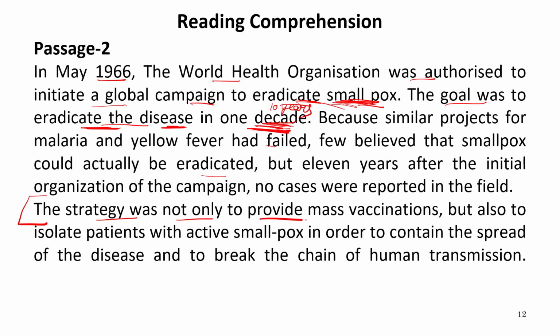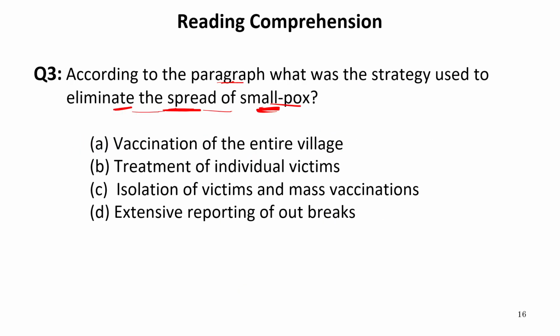The strategy was not only to provide mass vaccinations, but also to isolate patients with active smallpox in order to contain the spread of the disease and to break the chain of human transmission. It means the people who were suffering from the disease of smallpox, they were quarantined or isolated. So let us see the options: vaccination of the entire village, treatment of individual victims, isolation of victims, and mass vaccinations. So this was the strategy. This is directly given in the sentence. So our answer is C. Very, very simple and easy.